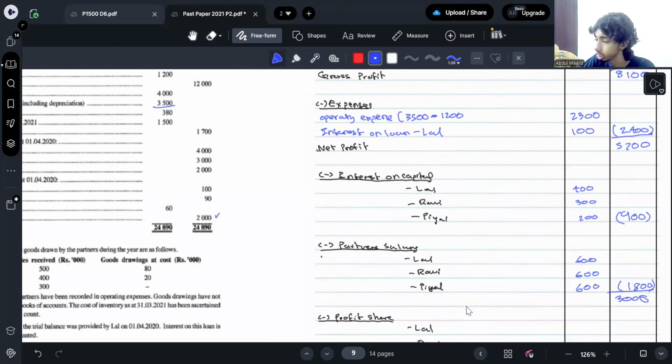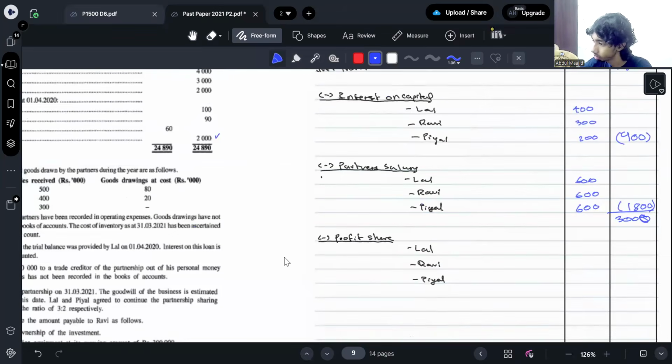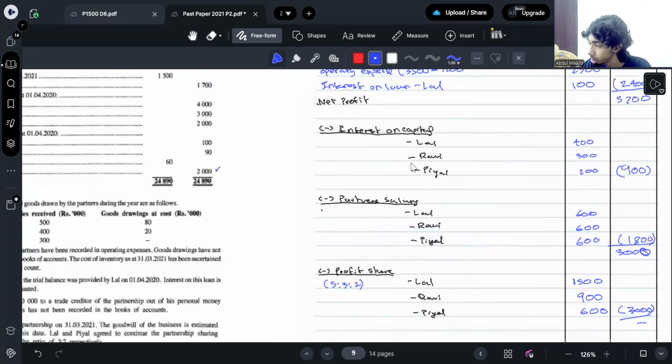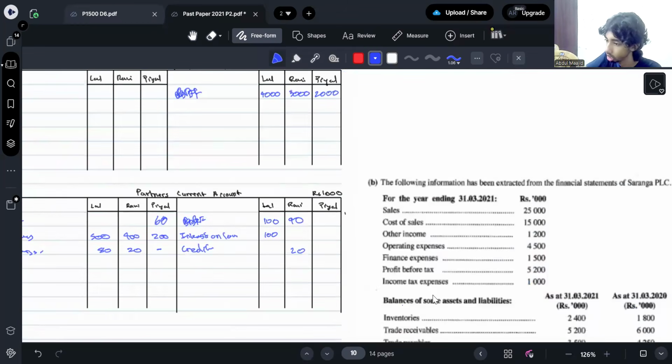The profit sharing ratio between Lal, Piyal, and Ravi is 5 is to 3 is to 2. So 1,500. So you can write here 5 is to 3 is to 2. 1,500, 900, and 600. So then that's 3,000. We have appropriated our profit. So you can put this interest on capital, partner salary and profit share to the partner's current account.